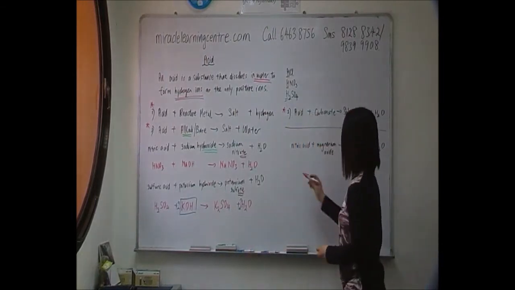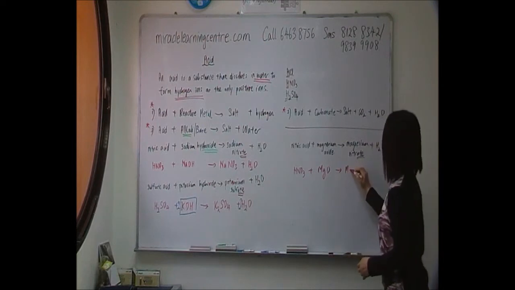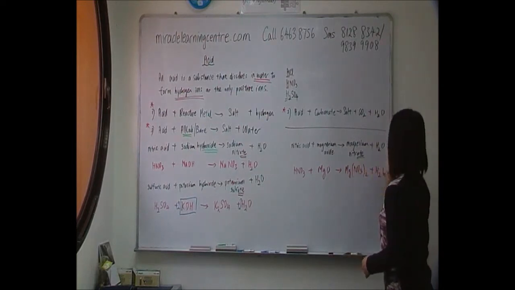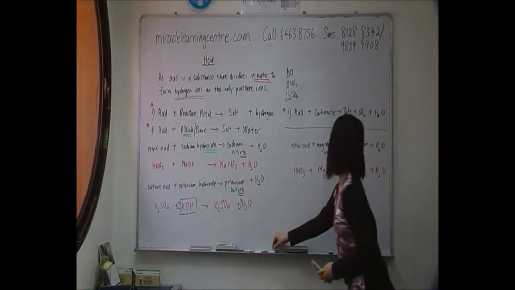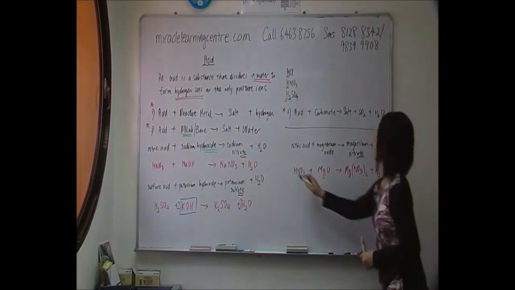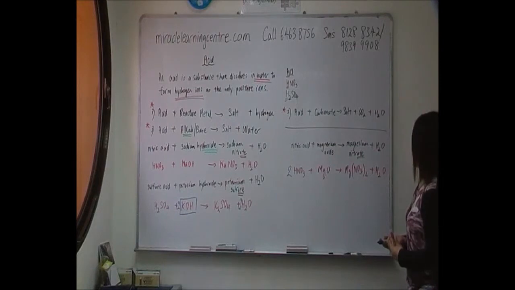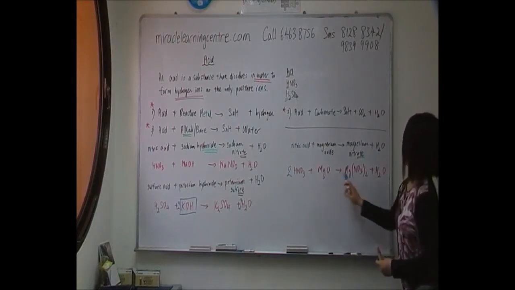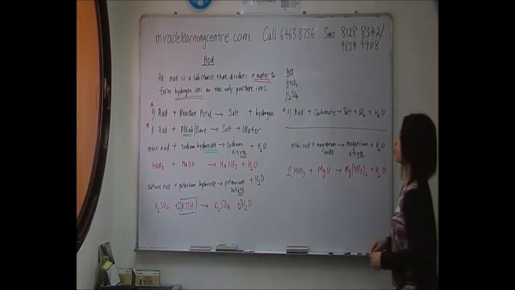And the last one, we have nitric acid reacting with magnesium oxide. You will get magnesium nitrate and water. Okay, 2 nitrate, so you will balance the 2 here because there's also 2 hydrogen. Okay, the rest, is it balanced? Magnesium, oxygen, yes, balanced. Okay, we come to the end for reactions of acid.